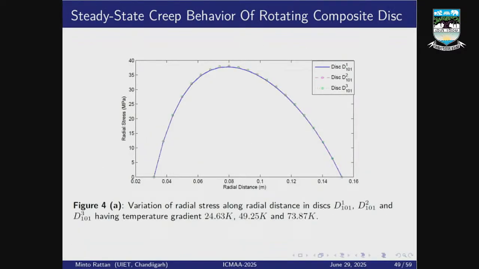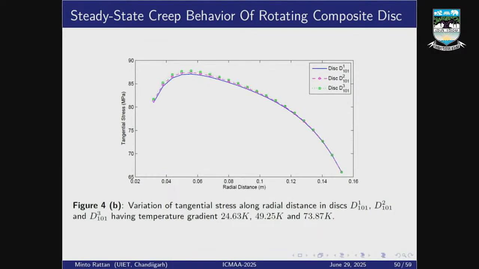The effect of different linear thermal gradients on radial stresses developed in rotating disk 1, 2 and 3 having temperature gradient of 23.63 Kelvin, 49.23 Kelvin and 73.87 Kelvin respectively, shown in the given figure 4a, is very small. The effect of different linear thermal gradient on tangential stresses as shown in figure 4b is very small.